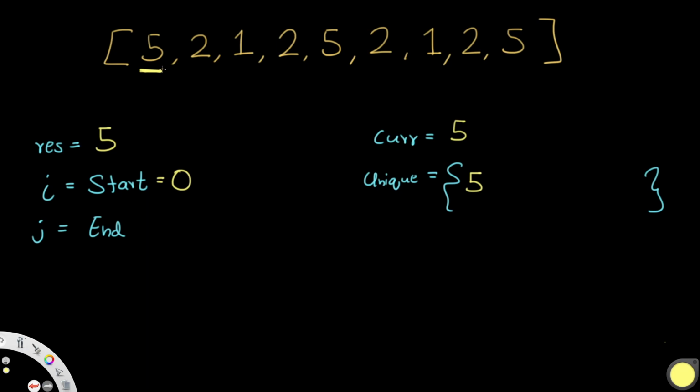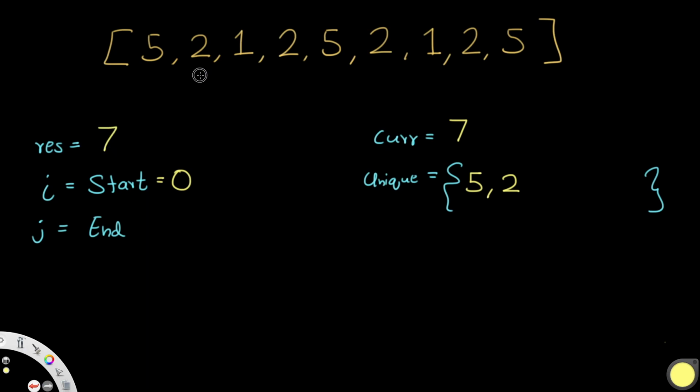Now j is going to move on to 2. But remember, I is still at 0. So the sub-array is essentially 5 and 2, okay? It's a window that keeps getting bigger. So let's now include the 2 in the sub-array. The way we do that is by adding 2 over here. 5 plus 2 is 7. We also need to add 2 to unique. And now we check our result. It's either 5 or 7. We want the bigger one. So result is now going to be 7.